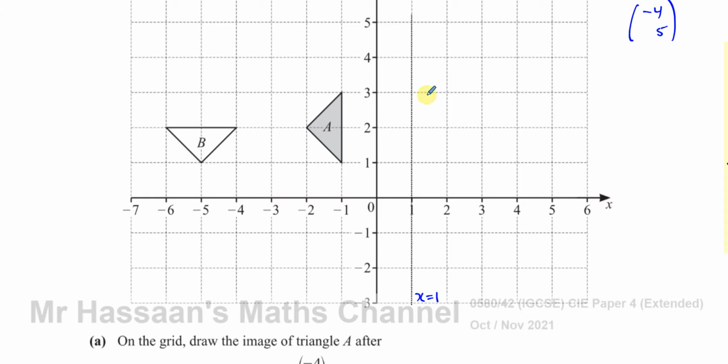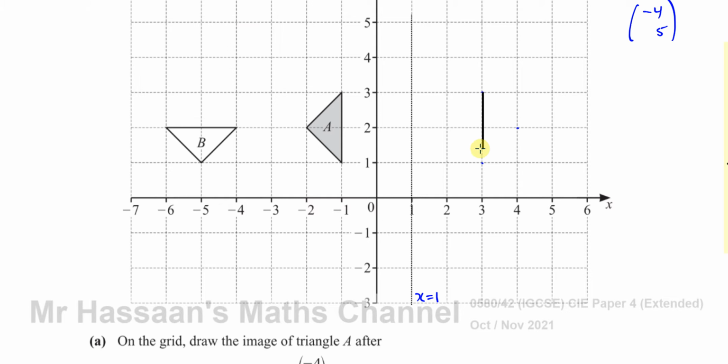And it has to be reflected in this, so that means every point has to be the same distance from the mirror line, but on the opposite side of it, perpendicular. The line joining the point and its image will go through the mirror line perpendicularly. So basically this point is going to be 2 squares on the other side, and this point will also be 2 squares on the other side, and this point will be 3 squares on the other side.